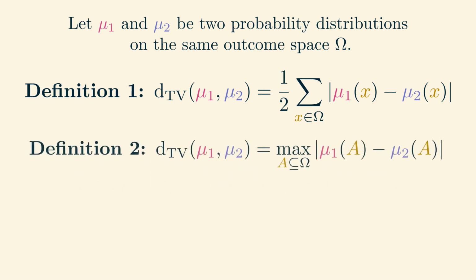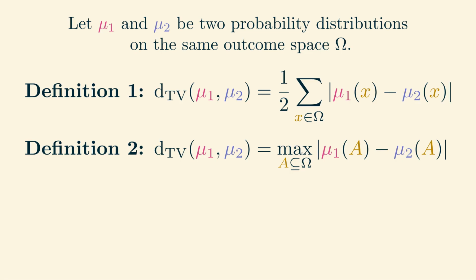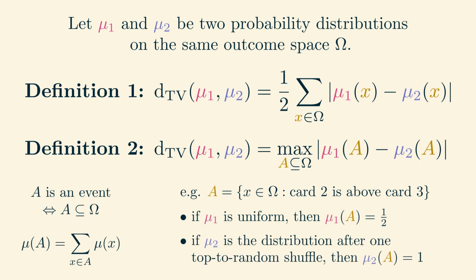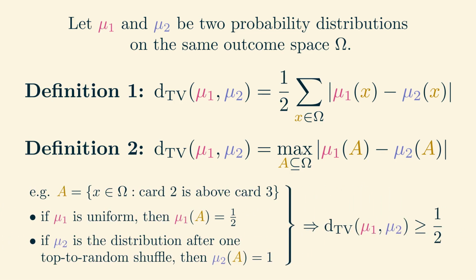First, the total variation distance is equal to the maximal difference in the probabilities of some event. An event is just a subset of the outcome space, and the probability of an event is simply the sum of the probability mass at every outcome in the event. For instance, one possible event is the event that card 2 is above card 3. Under the uniform distribution, this event has probability 1/2, since card 2 is equally likely to be above or below card 3. On the other hand, after one step of the top to random shuffle, card 2 is always above card 3. This means that the total variation distance between these two distributions is at least 1/2.